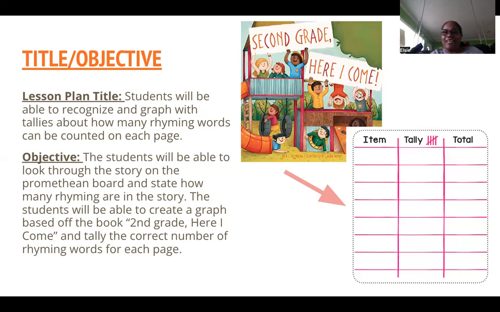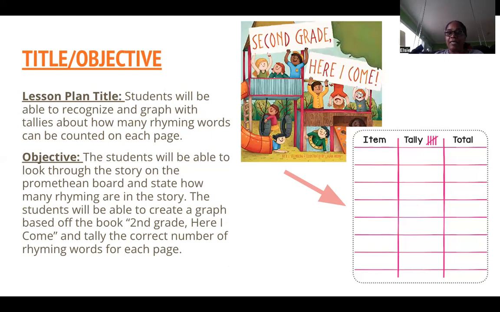Ha! I know some of you like math and some of you like reading. So we're still going to have a lot of fun with the math part. We're going to look through the story on the Promethean board. I'm going to put it on the Promethean board for you students. It's going to show how many rhyming words are in the story, and also we'll be able to create a graph.